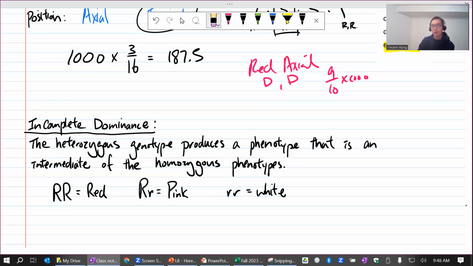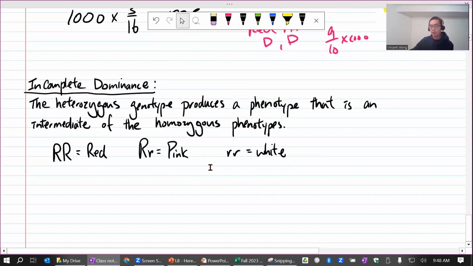Okay. So anytime you see incomplete dominance in a question, you don't have just two phenotypes, you have three. The homozygous ones look different, and then there is a middle one.